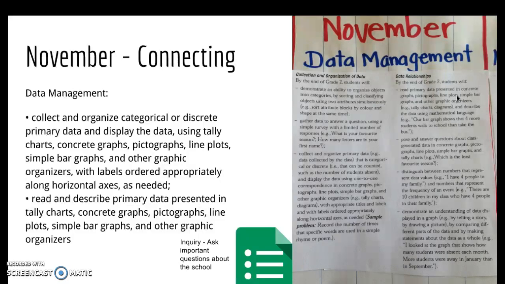After I get to know the students, I'll be able to base an inquiry after learning more about what their interests and enthusiasm lies towards and what their passions are. So that's the month of November.